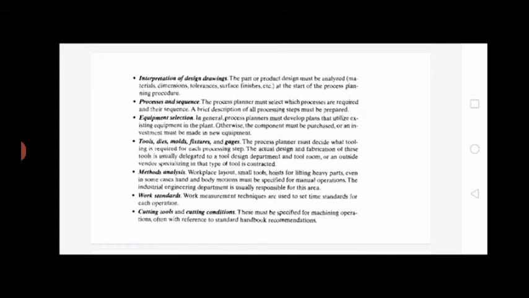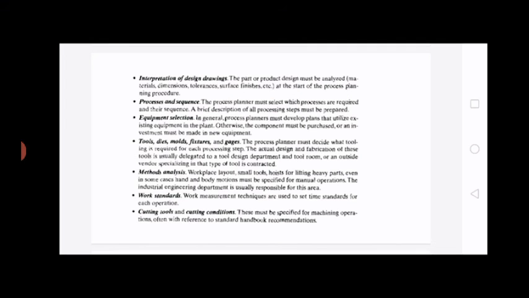Next is equipment selection. In general, process planners must develop plans that utilize existing equipment in the plant. Otherwise we need to purchase the equipment needed for that product. Then tools, dies, molds, fixtures and gauges. The process planner must decide what type of tool is required, what type of dies are required, and plan everything. Next comes the methods analysis: workplace layout, small tools, hoists and lifting heavy parts. Even in some cases, hand and body motions must be specified for manual operations. All these things have to be planned.